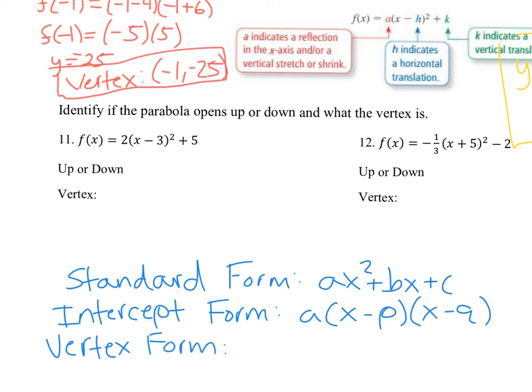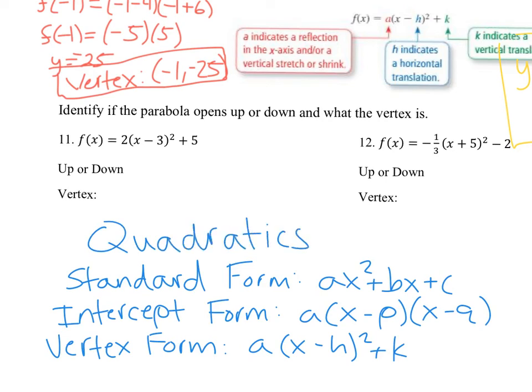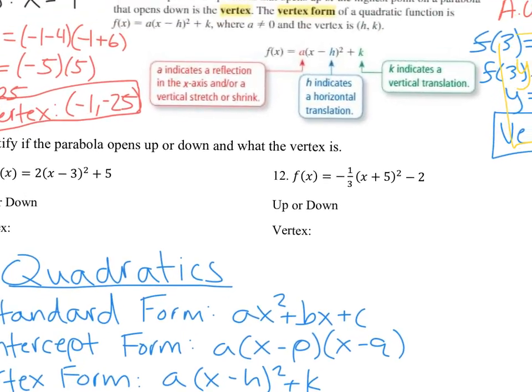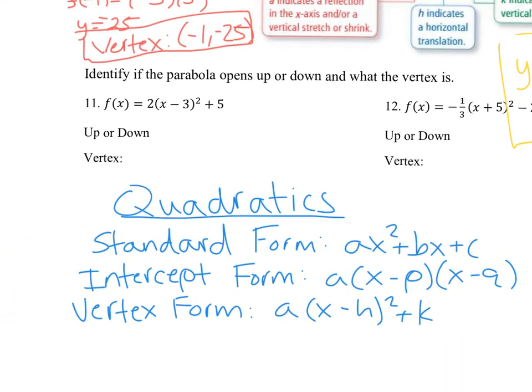And this is going to be our a(x minus h) squared plus our k value, alrighty? And so these forms are all quadratics. Keep this in mind. These all represent quadratics, okay? They're not like different types of functions. They're just different ways of writing a quadratic, okay? So just keep that in mind when we're looking at these problems. Now, pause it real quick and write those down.